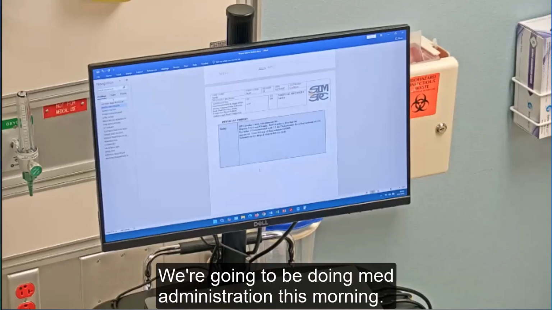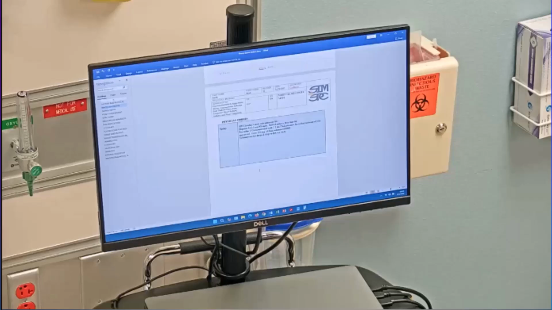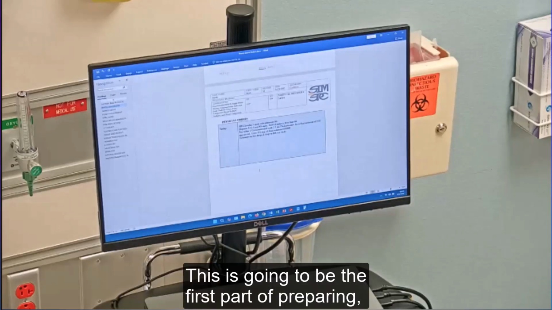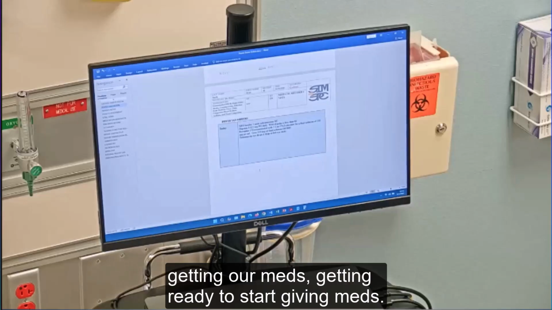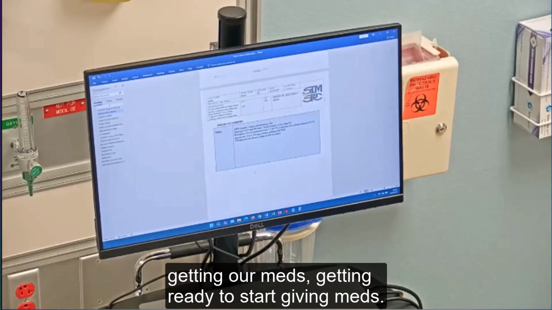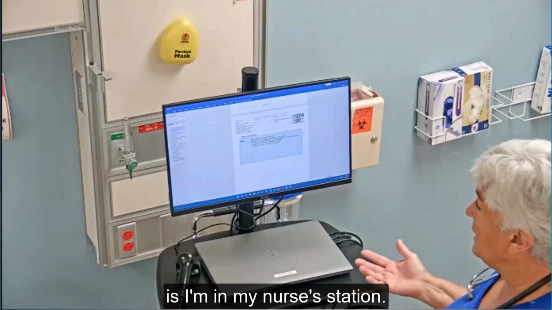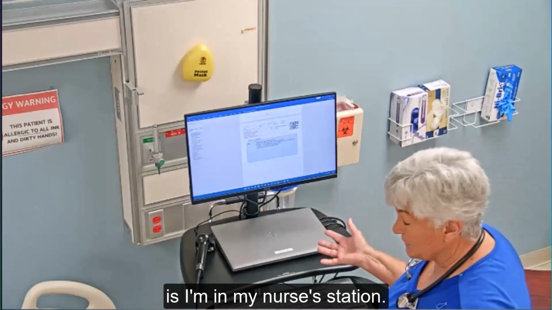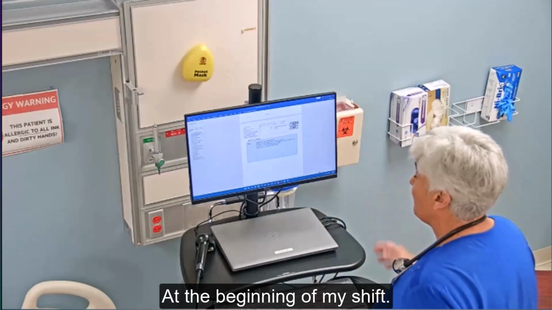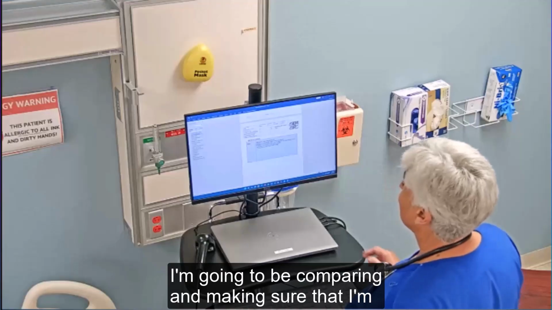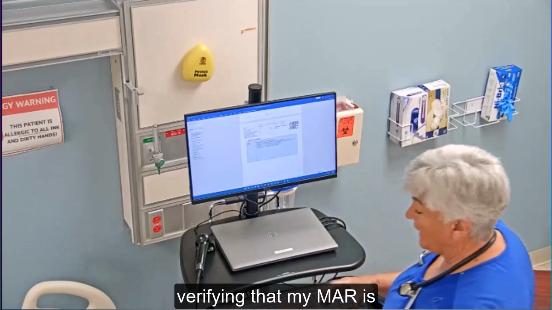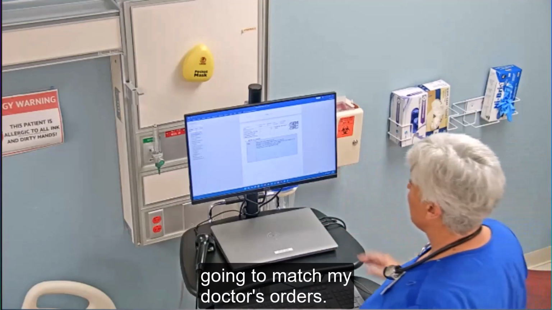Okay, we're going to be doing med administration this morning. This is going to be the first part of preparing, getting our meds, getting ready to start giving meds. The first thing I'm going to do, in my nurse's station at the beginning of my shift, is compare and verify that my MAR is going to match my doctor's order.